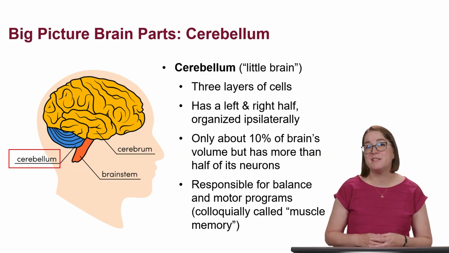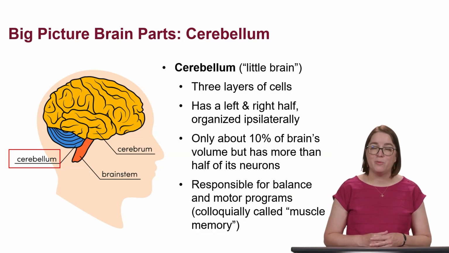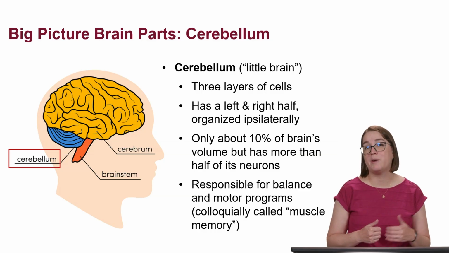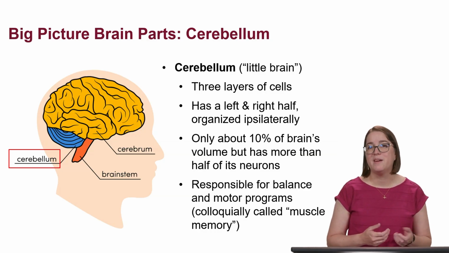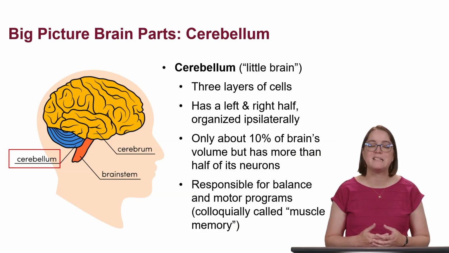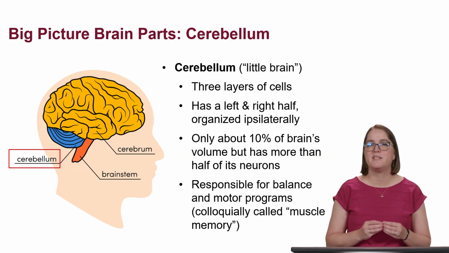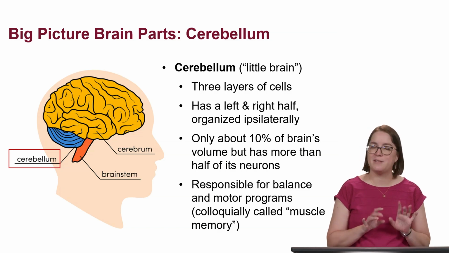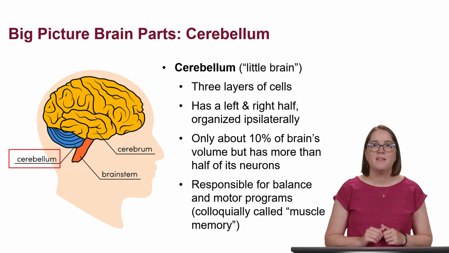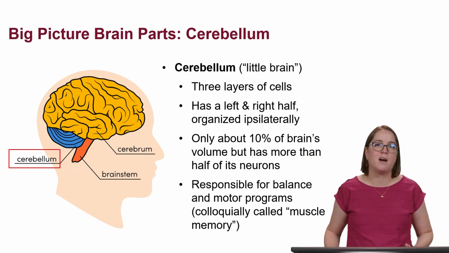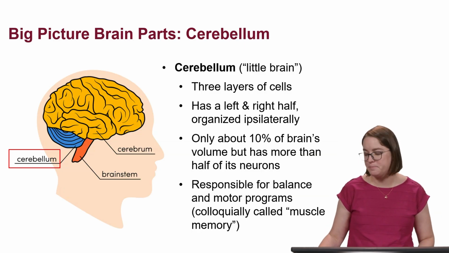More than half of the neurons in the brain are in the cerebellum. It is organized ipsilaterally, which, as a note, means same side. So the right cerebellum controls the right side of the body and vice versa. The cerebellum is responsible for balance and for well-practiced, precisely timed series of motor movements, like learning a specific dance routine or typing out a familiar password. The sorts of things that are often called motor memory would more accurately be called cerebellar memory.